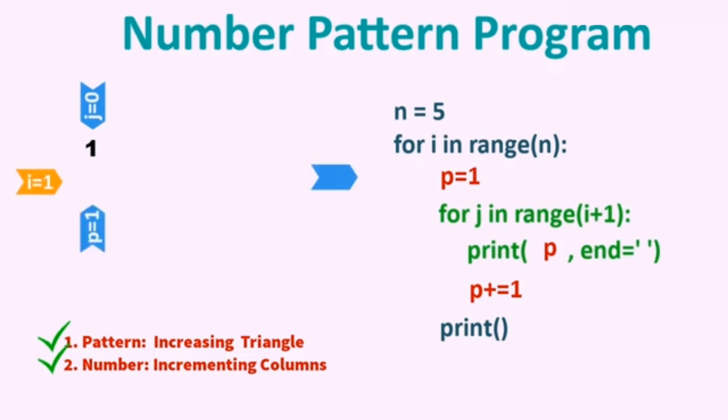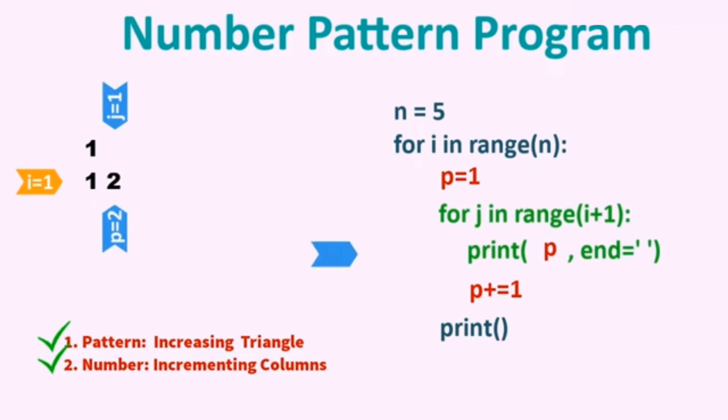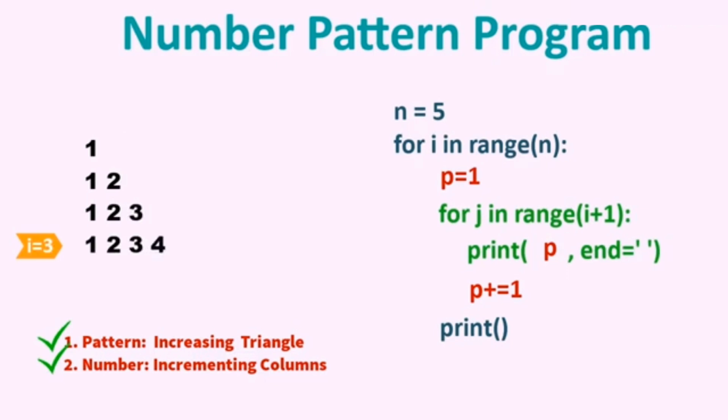It will again initialize p to 1 and then enter the inner for loop. It first prints p, which is 1, p is incremented, and then in the second pass of the inner loop, it prints 2. It then comes out and in row 2, it prints 1, 2, 3, and in row 3, it prints 1, 2, 3, 4, and in row 4, it prints 1, 2, 3, 4, 5.